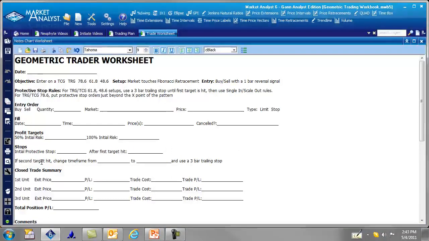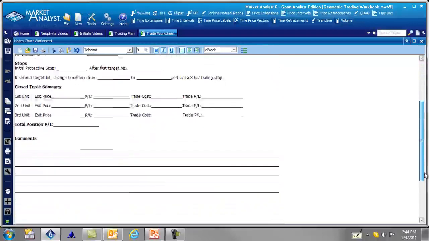And then it says if second target is hit, change time frame from blank to blank and use a 3-bar trailing stop. So we talked about this in the Gartley trading method book, that if you put on a position and it hits your second target and you're trading off a daily time frame, you could right here say change time frame from daily to weekly. Or if you're trading off a weekly, you go weekly to monthly. Or if you're trading off of 45 minutes, you go 45-minute to daily. And so you just write it down here. If you hit your second target, you want to change the time frame from the chart you're trading to the next higher time frame.